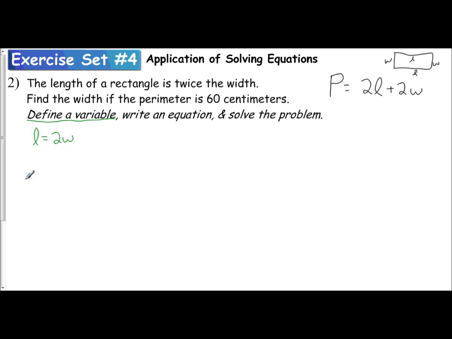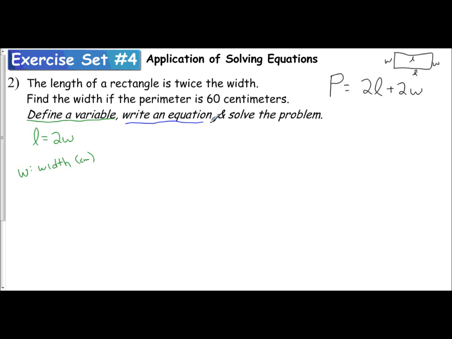So I'm going to use W for my variable. And so the variable W is the width. And I like to always be careful of my units, and that would be my width in centimeters. Now let's write an equation to represent this.